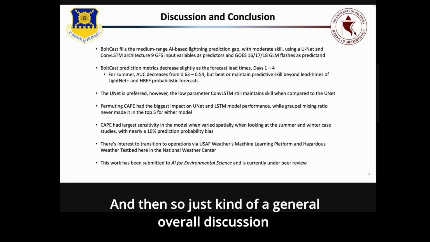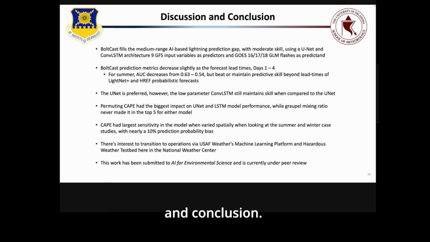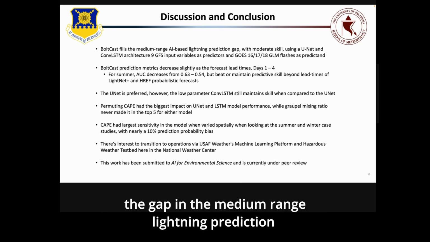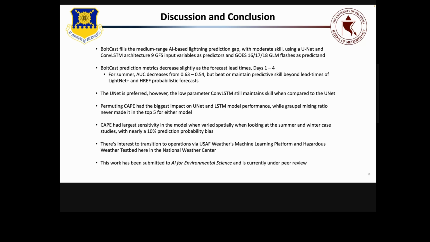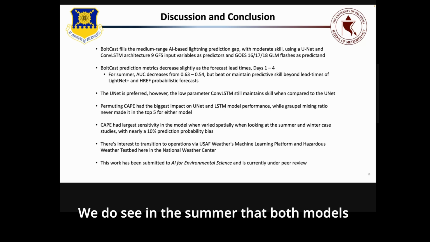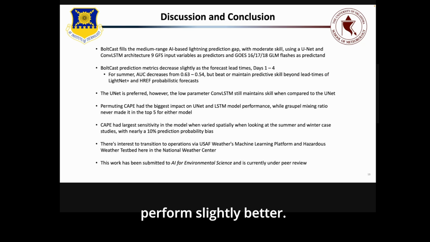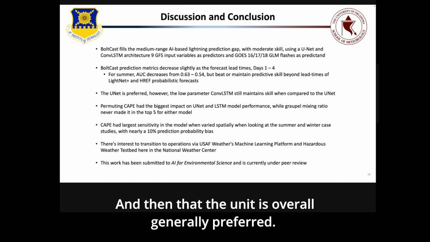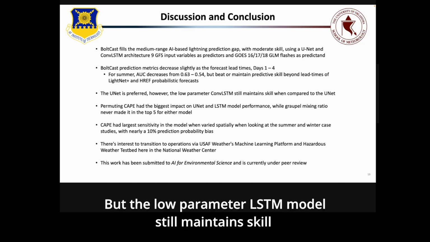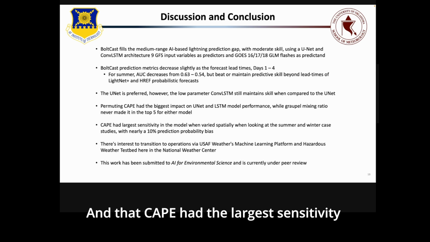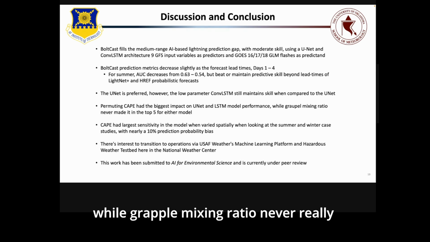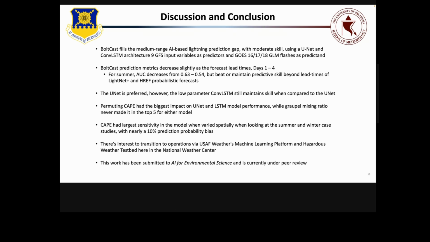And then, just a general overall discussion and conclusion. I do feel like we're starting to bridge the gap in medium range lightning prediction with the GFS and the GOES GLM. We do see in the summer that both models perform slightly better, and that the unit is overall generally preferred, but the low parameter LSTM model still maintains skill when compared to that. CAPE had the largest sensitivity, while graupel mixing ratio never really made it into the top 5.